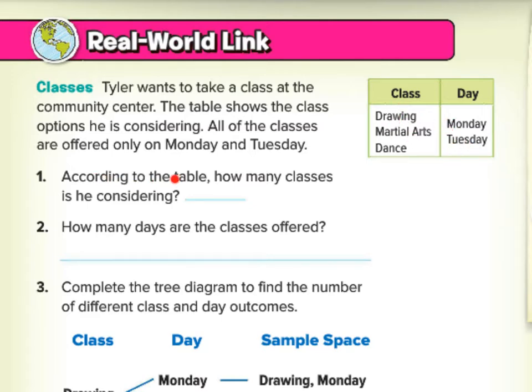According to the table, how many classes is he considering? He's considering 3 classes. Question 2. How many days are the classes offered? Only on 2 days, Monday and Tuesday.